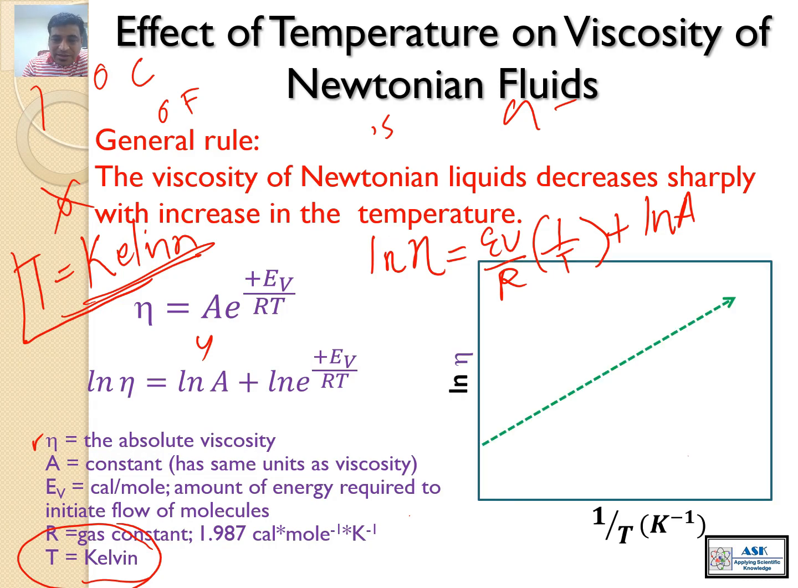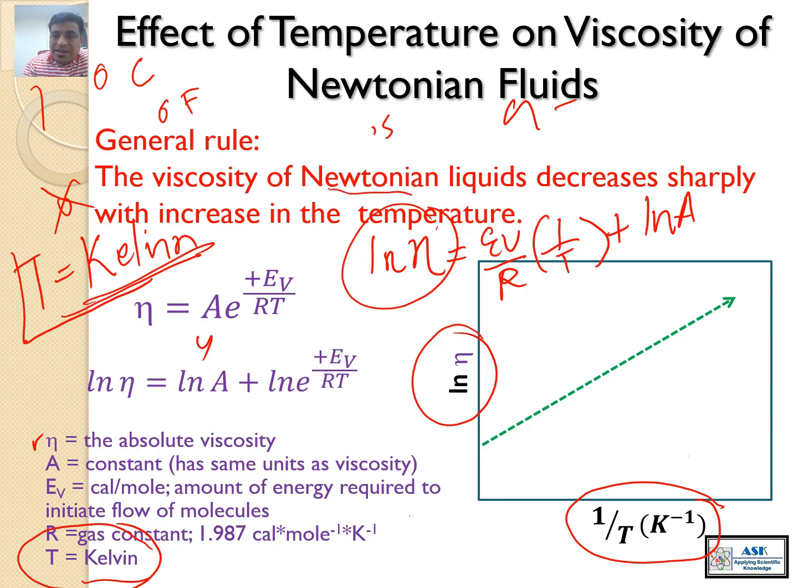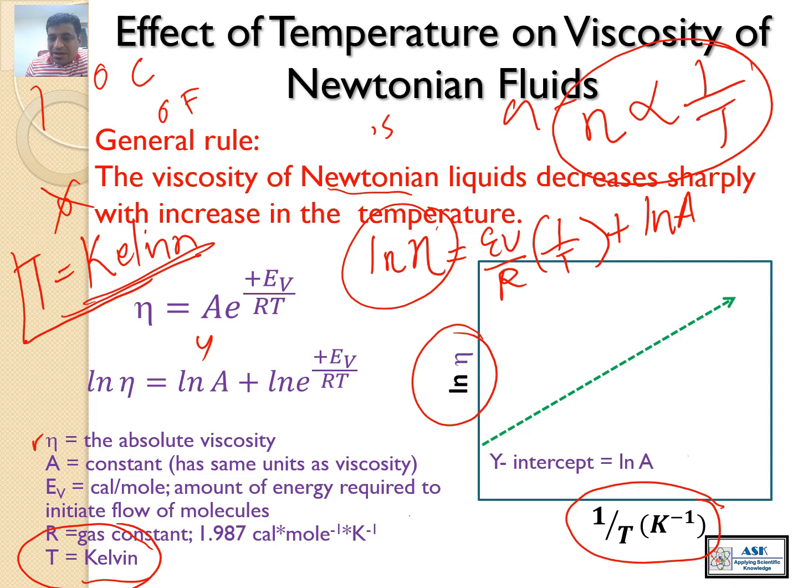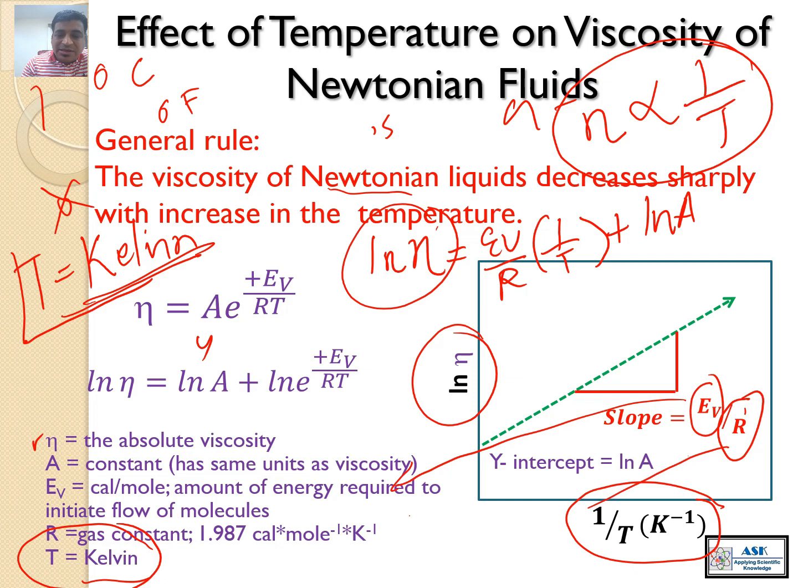So this is what I was talking about. We are plotting ln eta as a function of 1 divided by T, and that's what we are saying in this general rule: eta has an inversely proportional relationship with the temperature. From the y-intercept we get ln A, and from the slope you will get Ev divided by R, the activation energy. And what is the activation energy here? The amount of energy which you require to initiate the flow. And R is the universal gas constant, and by the grace of God you will get the value of R in the exam.